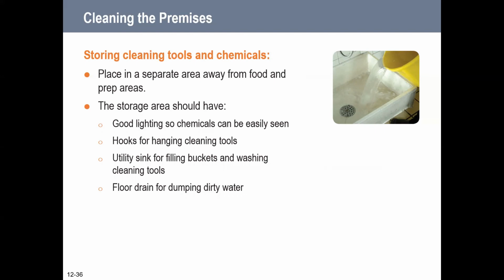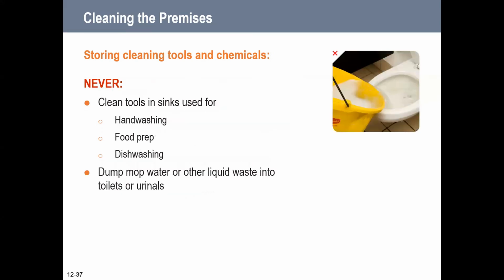That storage area for your chemicals should have good lighting so they can be easily seen. It should have hooks for hanging cleaning tools, a utility sink for filling buckets and washing cleaning tools, and a floor drain for dirty water. Those are things you should be looking at as far as a place for your chemicals for storage and such.